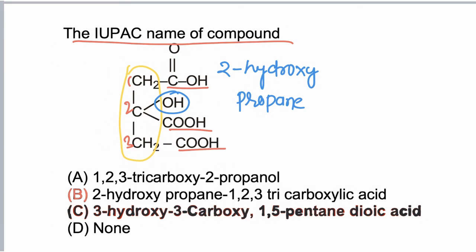Now at first, second and third position, COOH is present, and carbon of COOH is not included in main chain. So now instead of using oic acid, we use carboxylic acid. So propane-1,2,3-tricarboxylic acid, and hence correct answer is B.